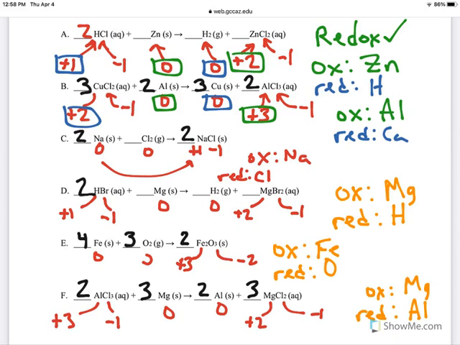So in this first one, we've got magnesium being oxidized and hydrogen being reduced. In the next one, we have iron being oxidized and oxygen being reduced. You can see that from iron's oxidation number increasing and oxygen's decreasing. And in the last one, magnesium is the oxidized species and aluminum is the reduced species.